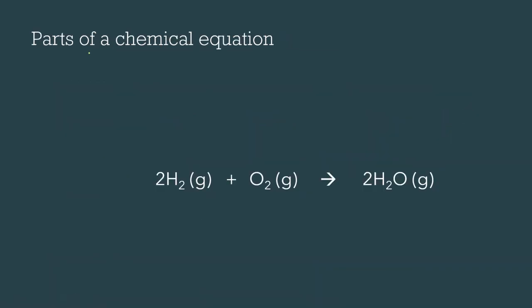Next, let's understand the different parts of a chemical equation. The chemicals that the arrow is pointing from are called the reactants, whereas the chemicals that the arrow is pointing towards are called the products. Reactants are not necessarily always on the left and products are not necessarily always on the right.